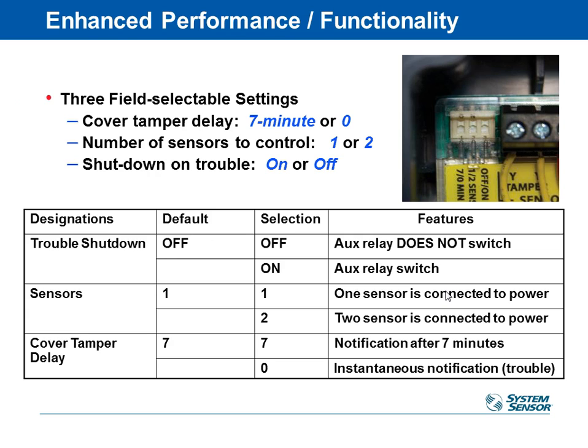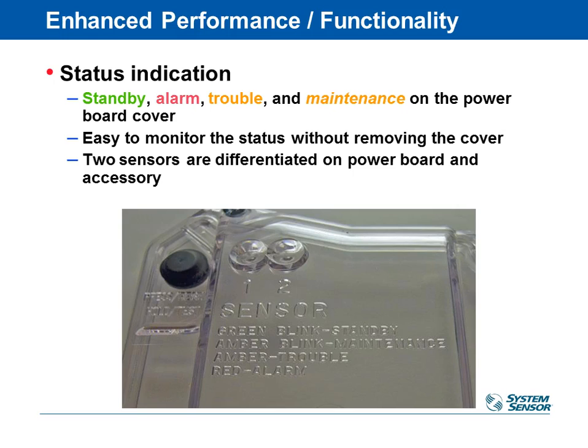And then the third one that you can adjust is the shutdown mode on how the auxiliary relay switches. You'll leave that defaulted the way it is. We'll wire it up so that the relay opens up on a fail and does not do anything on a trouble situation. On the front of the cover, it's clear on these units, so you can see the lights flashing in there.